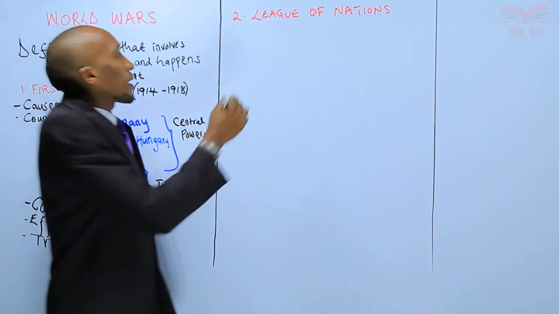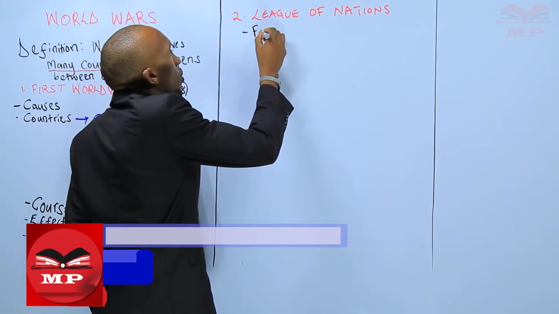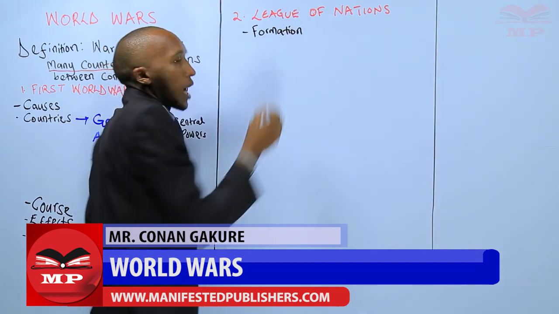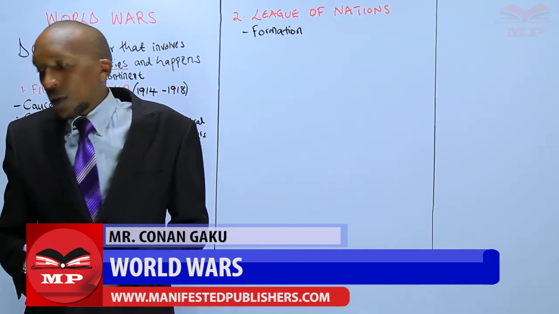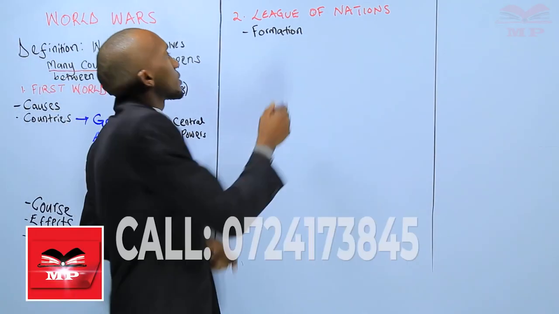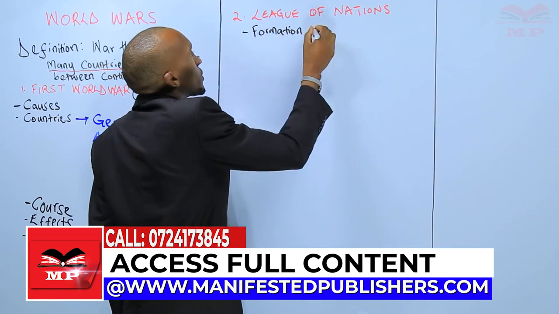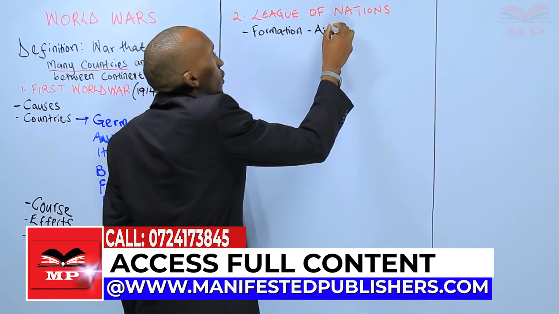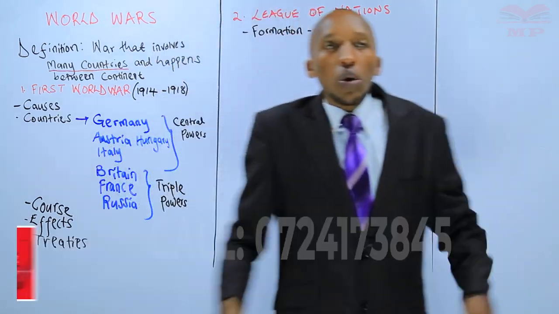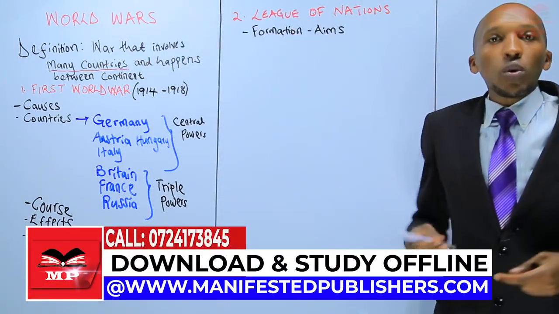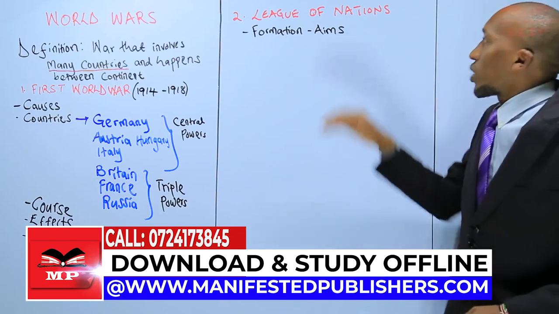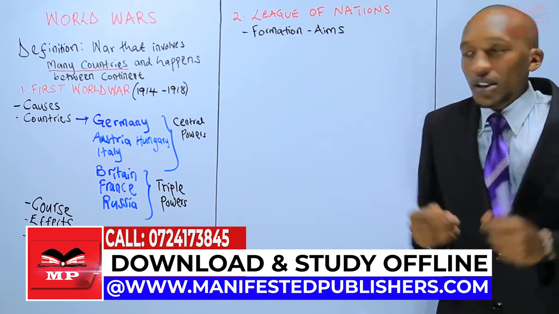So when you talk of the League of Nations, we are going to look at its formation. How was it formed? Where was it formed? What were the aims of its formation? Aims, you can talk of objectives. Why was it made? And what were its duties? What role was it going to play in the world affairs?